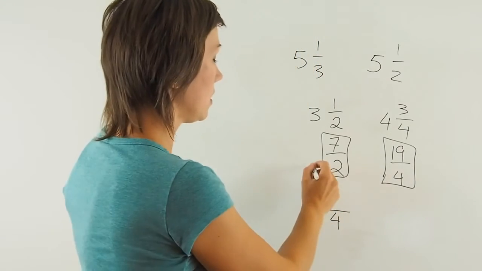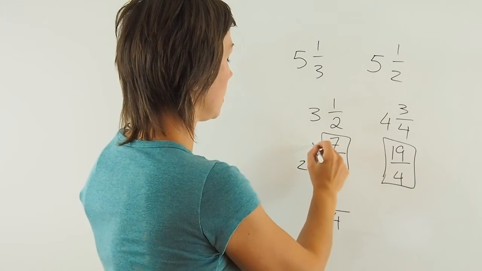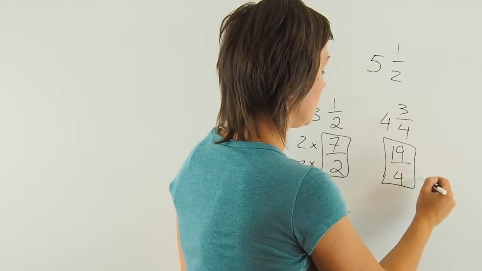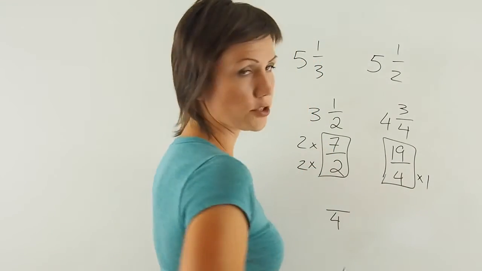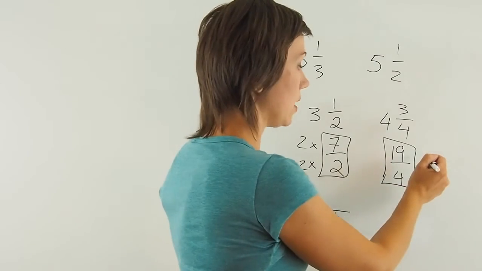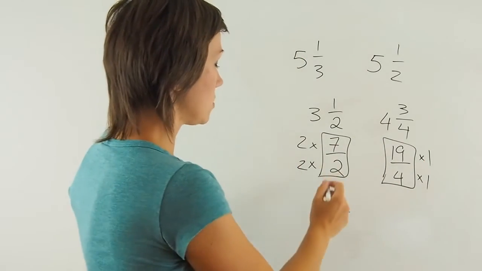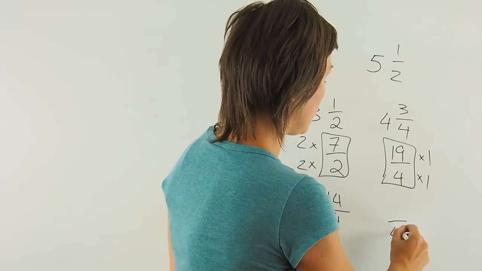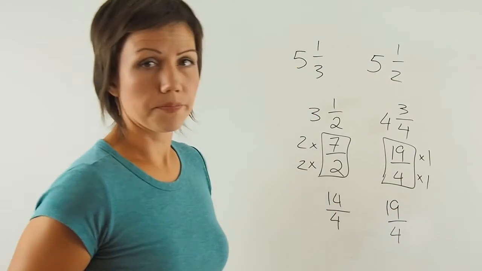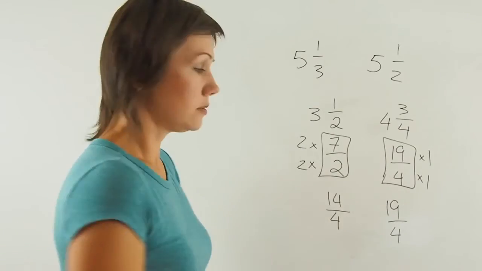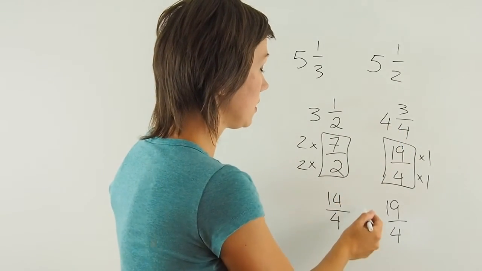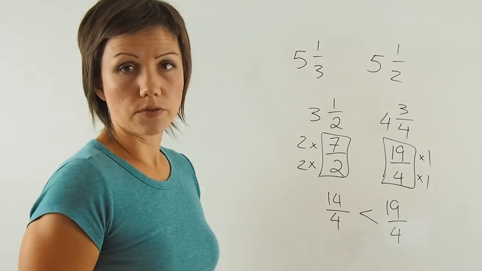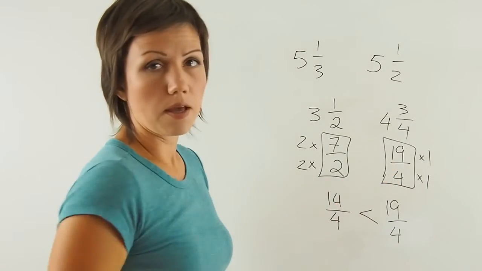So 4 here times 2, times 2, and then nothing really changes here. So I'm multiplying by 1 and by 1. So this numerator becomes 14. This numerator remains the same. So which fraction is greater, or which mixed number is greater? The 19 over 4, or 4 and 3/4.